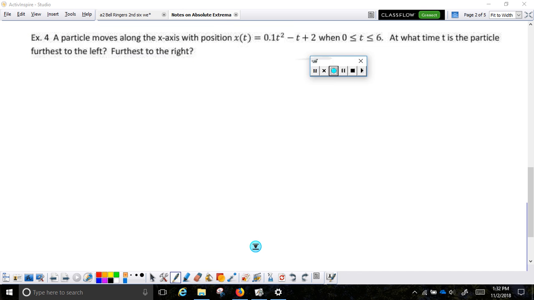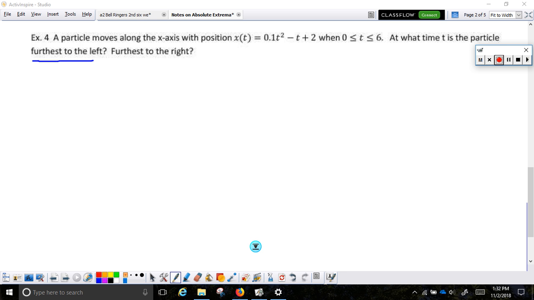Okay, we're going to do example 4 on the absolute extrema notes. A particle moves along the x-axis with position x of t equals 0.1 t squared minus t plus 2 when 0 is less than or equal to t, which is less than or equal to 6. At what time t is the particle furthest to the left and furthest to the right?